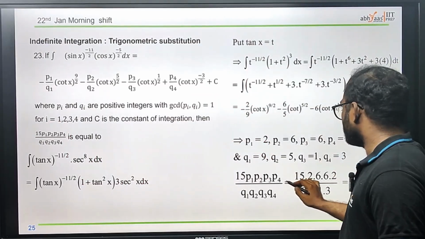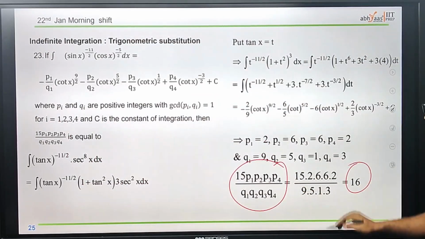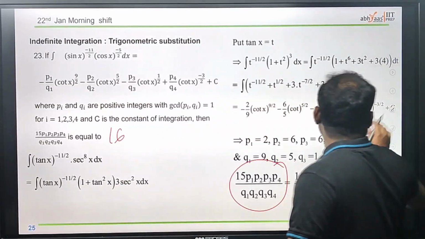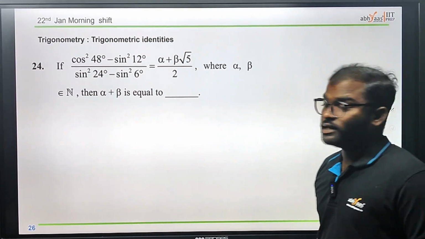Just substituting those values in this one, we get 16 as the answer. I hope you understood. Therefore, 16 is the answer. Now come to the next question, on the basis of trigonometry. It is a simple one.